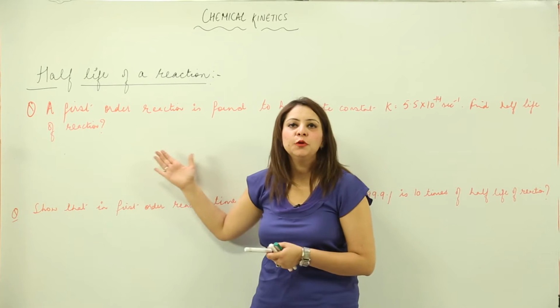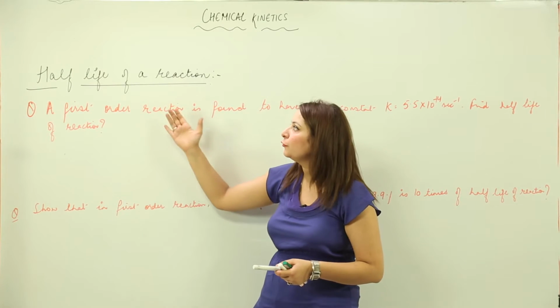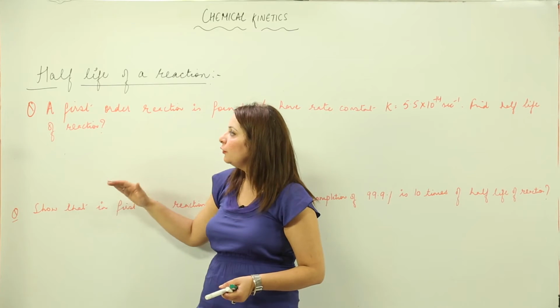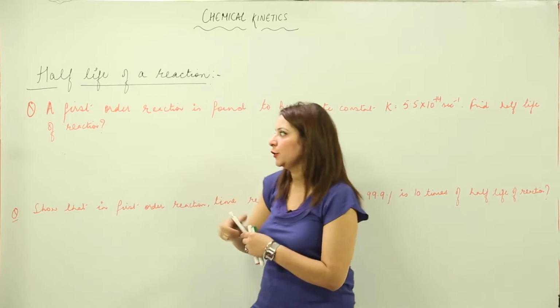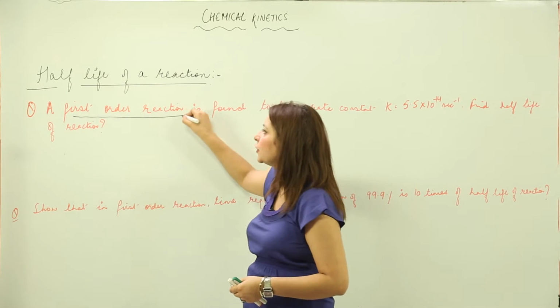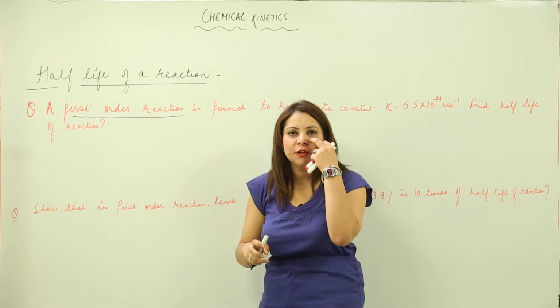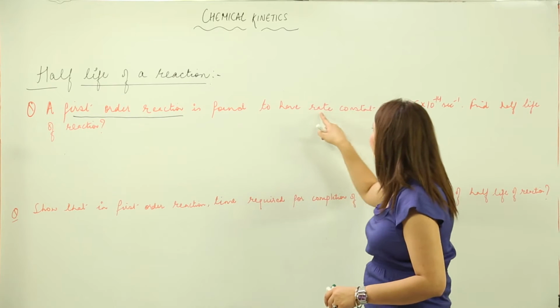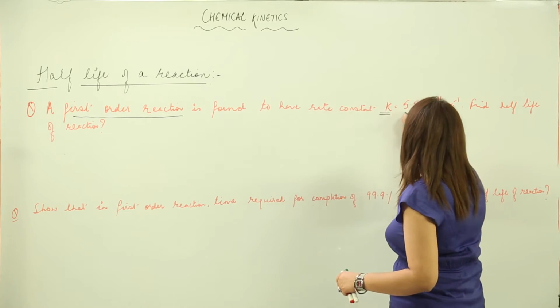Now we'll start with the numericals based on half life of reaction. See, in the first numerical, what we have? We have a first order reaction. That means the reaction which we are going to use in the numerical is a first order reaction, found to have rate constant, that is our K, as this.